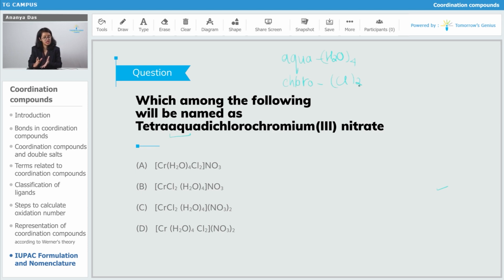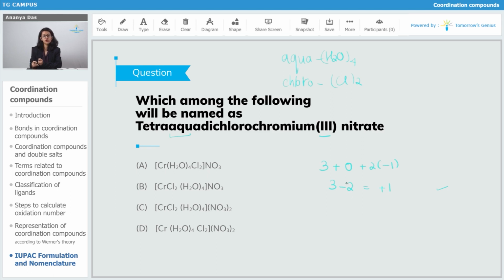What is changing between A, B and C, D is the number of times nitrate is present outside. To determine the number of times nitrate will be present outside, we will have to determine the charge on the coordination sphere. That will be equal to the oxidation state of chromium, which is 3, plus the charge of water, that is 0, plus 2 into minus 1, which is the charge on chlorine. So that is 3 minus 2, which is equal to plus 1. The overall charge on the coordination sphere is plus 1.